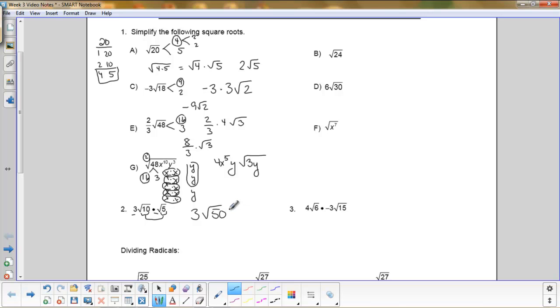Remember, we've got to make sure that this can't be simplified before saying that this is our final answer. So remember, I'm looking for perfect squares, so I'm going to go with 25 and 2. The square root of 25 is 5, so it's 3, the number that's already out there, times 5 times the square root of 2. 3 times 5 is 15, so the final answer is 15 square roots of 2. Go ahead and try number 3 on your own before moving on.